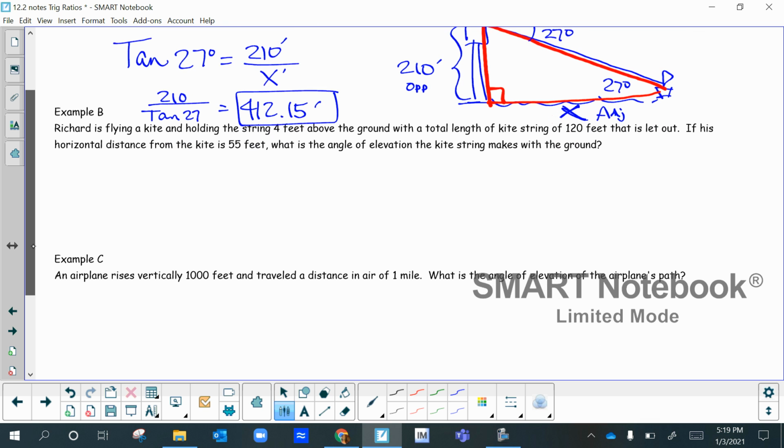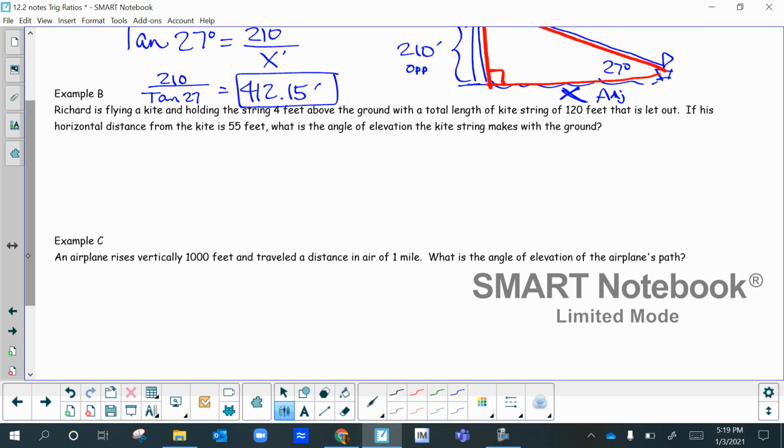Okay, let's try two more and then we are done. Richard is flying a kite and holding the string 4 feet above the ground with a total length of kite string of 120 feet that is let out. If his horizontal distance from the kite is 55 feet, horizontal distance, keep that in mind, what is the angle of elevation the kite string makes with the ground? Okay, so let's draw a picture.